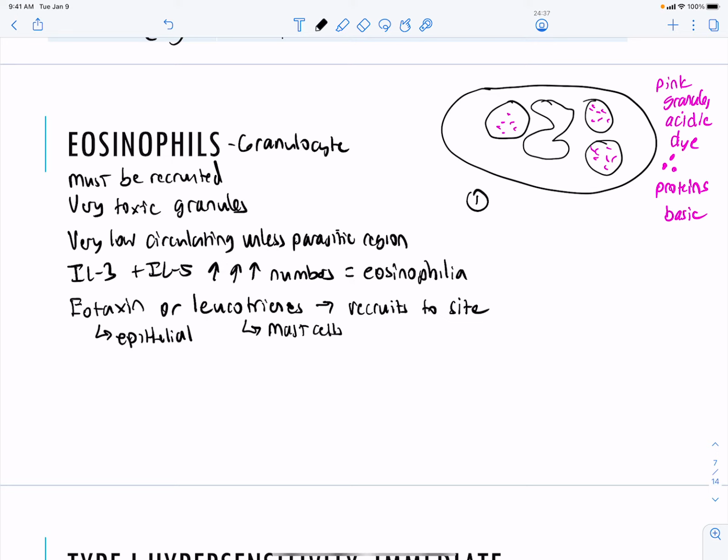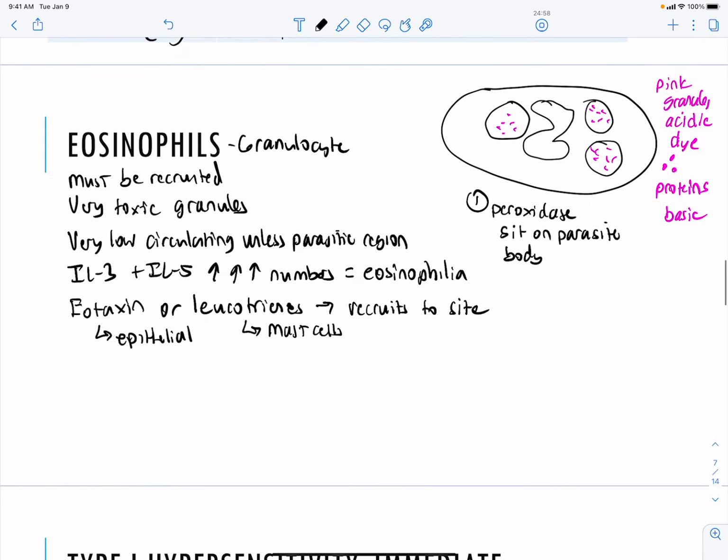The first is peroxidase. Peroxidase will sit on the parasite's body and form hypochlorous acid, and this, of course, will eat away at the parasite.